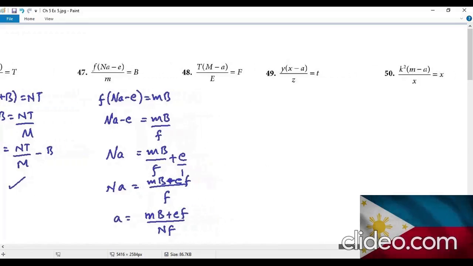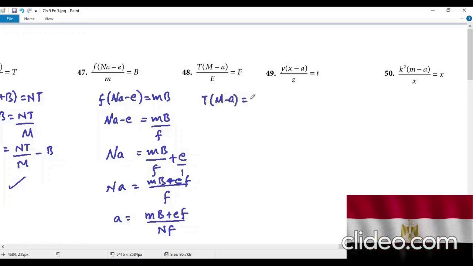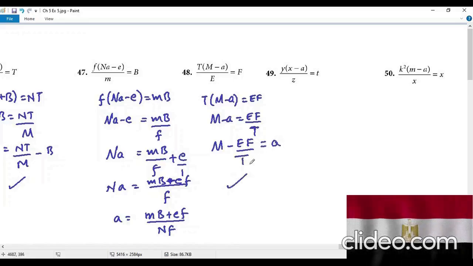When it comes to question number 48, it is t times m minus a equals ef, and m minus a equals ef over t, because t is multiplying on the other side, and I will make it minus ef over t, and I'll take a on the other side, and this is going to be my answer.